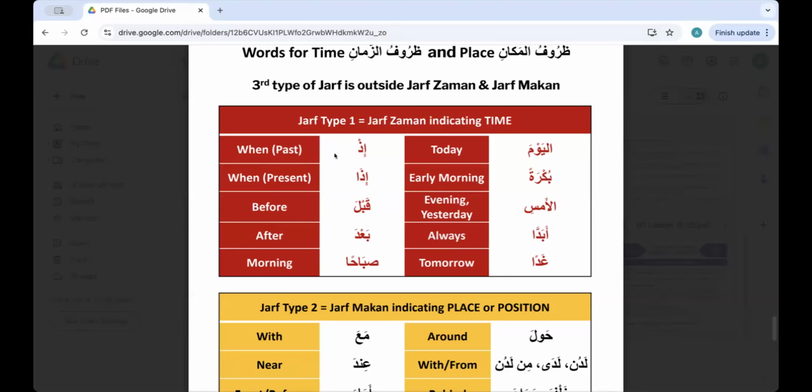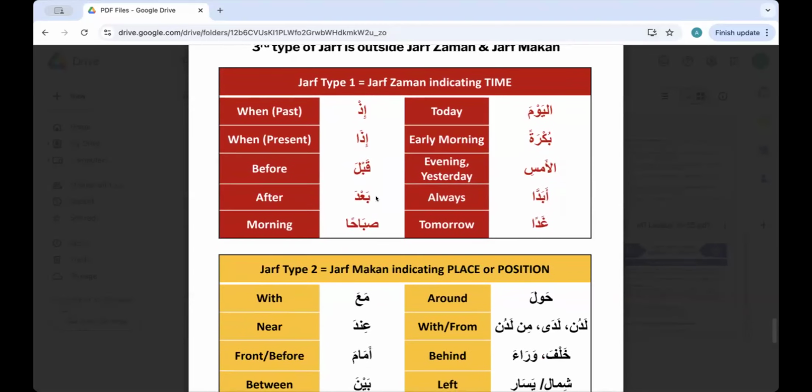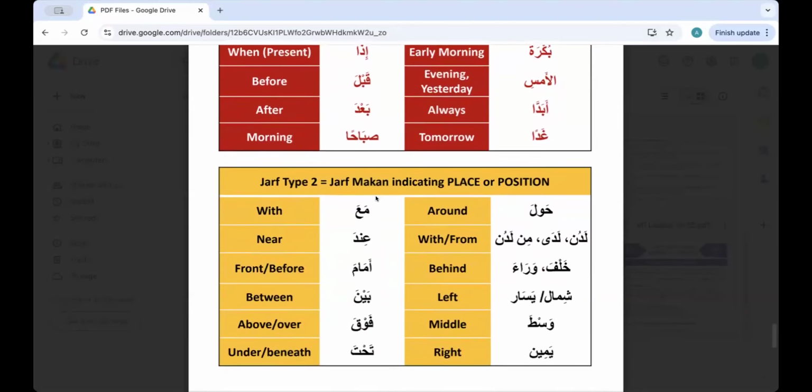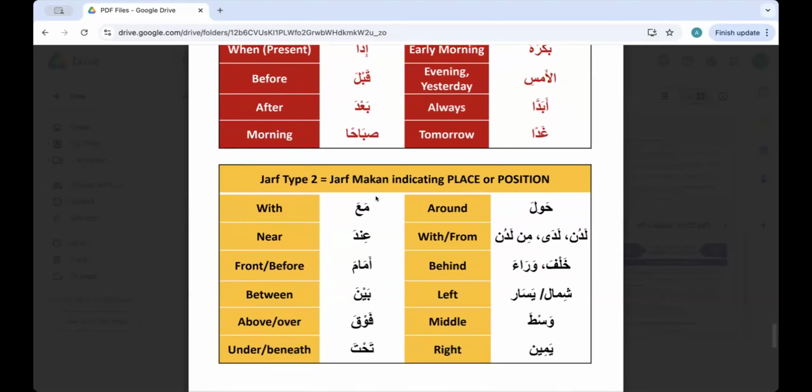When it comes before a past-tense verb, it gives the meaning of the present tense. Qabla, before. Ba'da, after. Sabahan, morning. So this is a special mudaf, but it doesn't possess. Next is Zarf type 2, Zarf Makan, indicating place or position.